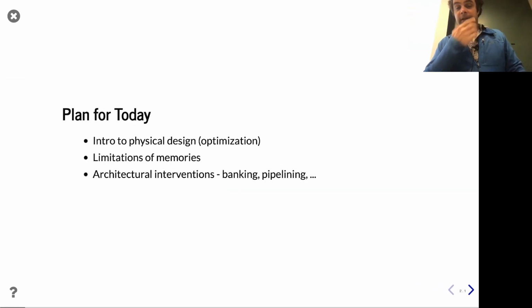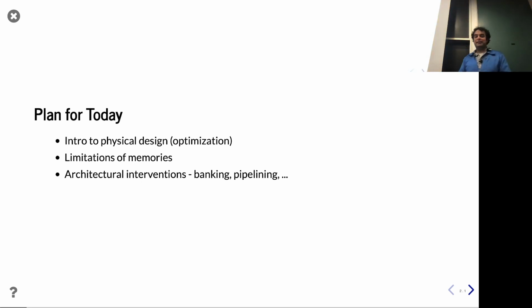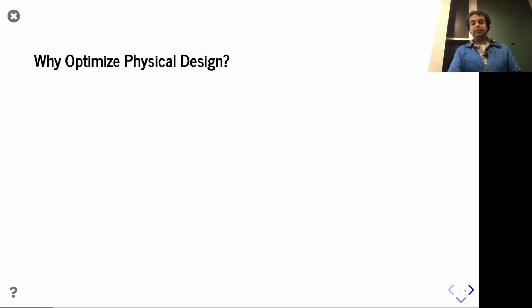Okay, so as we mentioned, we're trying to give a pitch on physical design optimization, talk about memory, and then talk about some ways to improve memory. So this is a little bit more architectural today. Naturally the question is, why are we talking about physical design? Why are we optimizing it?